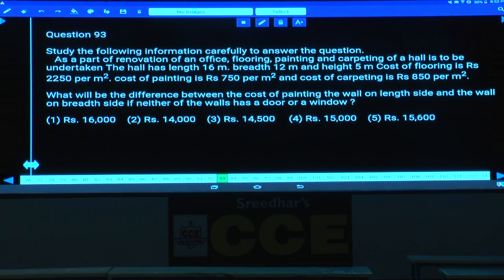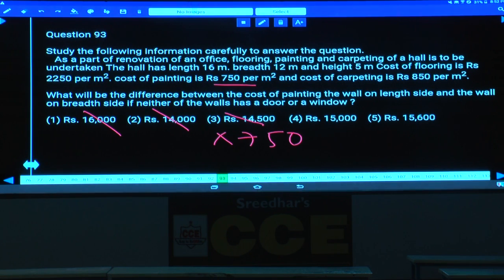What will be the difference between the cost of painting the wall on the length side and the wall on the breadth side if neither of the walls has a door or a window? For painting, how much do they charge? 750. So some number multiplied by 750 you need to calculate, correct? 750 is a 3 multiple. Answer should be a 3 multiple. Is your first option a 3 multiple? Second, third, fourth, fifth, either fourth or fifth. 2 are there. So now you have to calculate it.